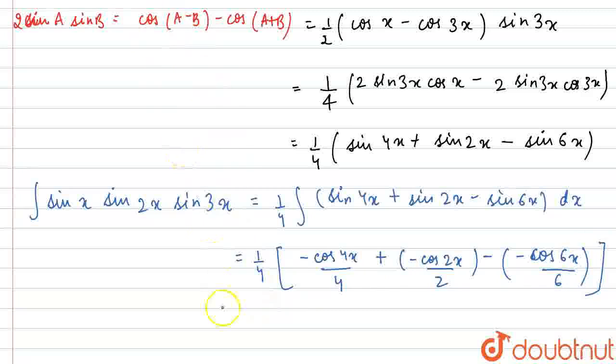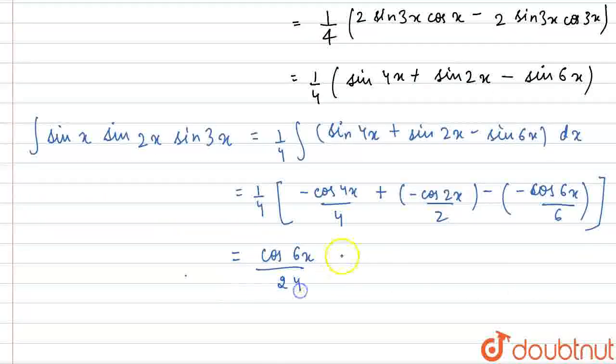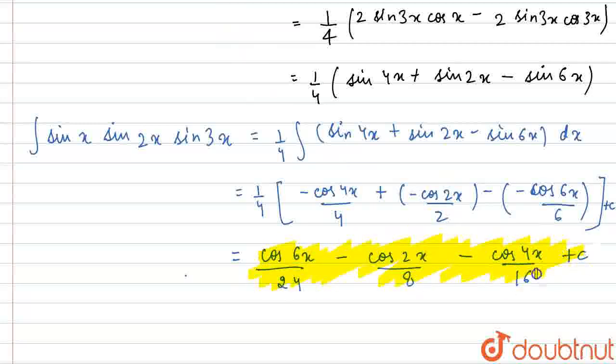Now just simply writing the final answer here. Minus minus will become plus, and 1 by 4 into 1 by 6 is 1 by 24. So this will become cos 6x divided by 24, minus 4 twos are 8, so minus cos 2x divided by 8, and minus cos 4x divided by 16, plus some constant will also come here, so here also I should write plus c. So this is our final answer for the given integration which we need to do.